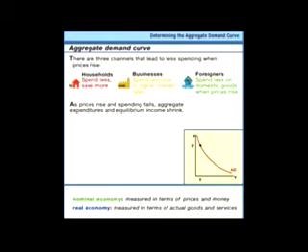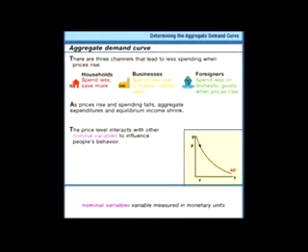The price level, a nominal variable, interacts with other nominal variables like savings and the money supply to influence people's behavior. And once real spending starts to change, there's going to be an effect on output in the economy and all of the other variables that depend on it. So now we're going to look in greater detail at this aggregate demand curve, what causes a movement along it, and what might cause a shift in it.